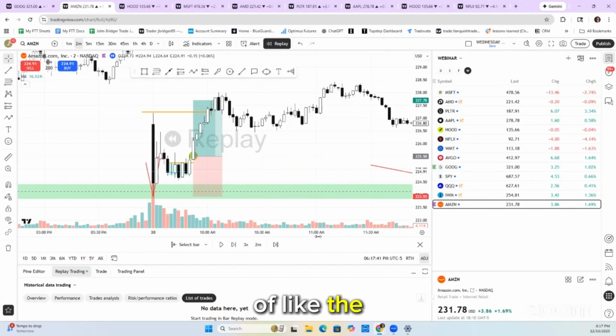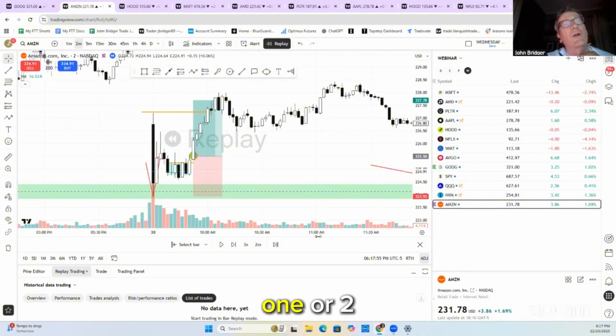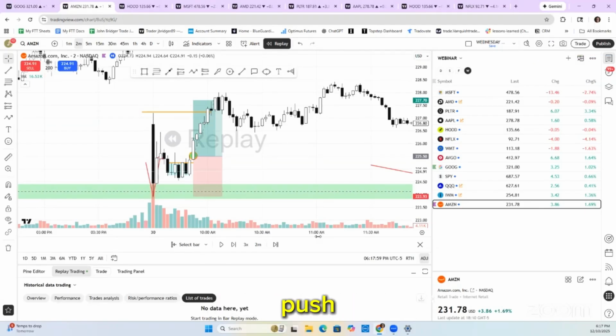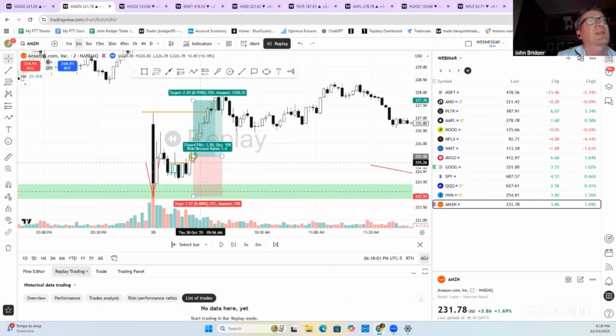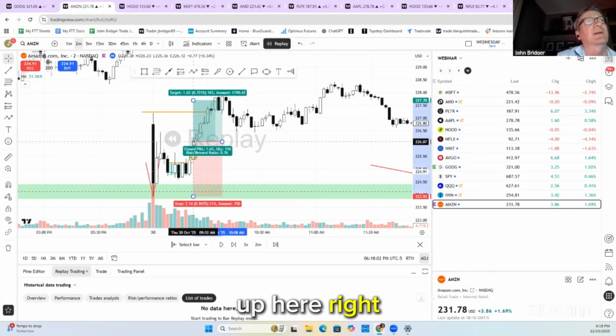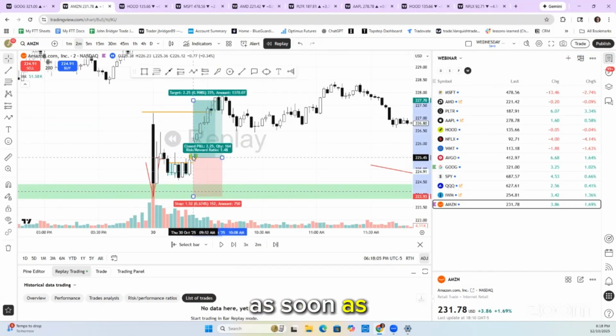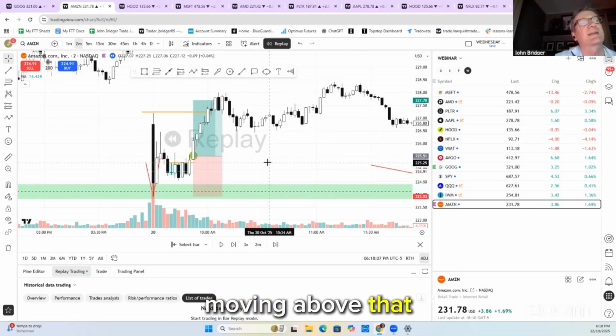So in terms of the break of the consolidation upwards, what time frame do you gauge on in terms of when you should enter the trade? I mean, I think you still use the 1 or 2 minute. What you're looking for is a push. Now, clearly, you're not waiting for this candle to close, because then you're up here, right? So as soon as you get price moving above that consolidation area, you're taking that trade.